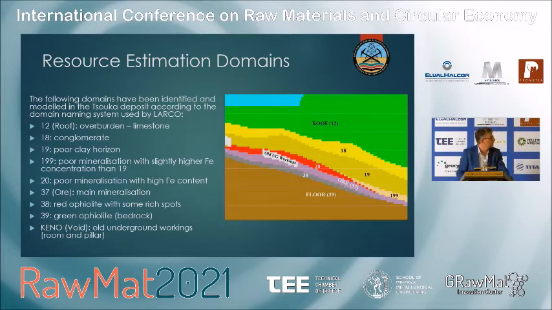You can see with different colors the different domains, different estimation domains, and the system that Larco is using to code these domains. They use a numerical system for some reason. And you can see what they are. Not everything is bearing ore, of course, and the most interesting domains are 20, 37, and 38. Both nickel and iron grade is contained in a database and is being used to do this contact profile analysis. You can also see the old underground workings, which are also found in some of the drill holes.